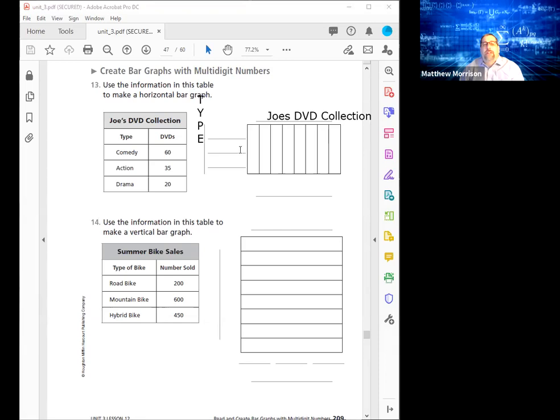And then what goes on the bottom? The number of DVDs, right? So he has a lot of DVDs, right? Apparently really loves comedy since he has 60 of them. So then I need to write these here. So we have comedy. Now you're writing the entire word, okay? Action and drama. You know how long it takes me to write. So I'm just gonna do the first letter, but you guys using your pencil should be able to be fine.